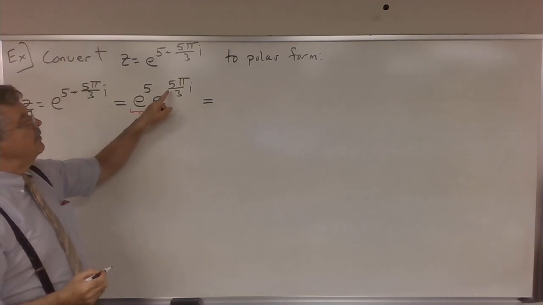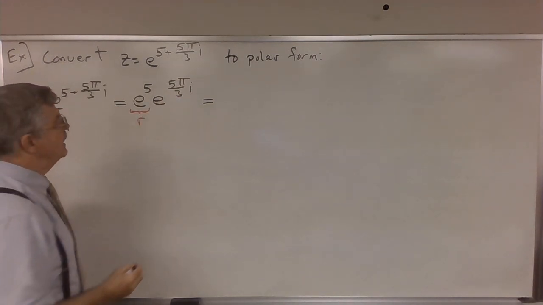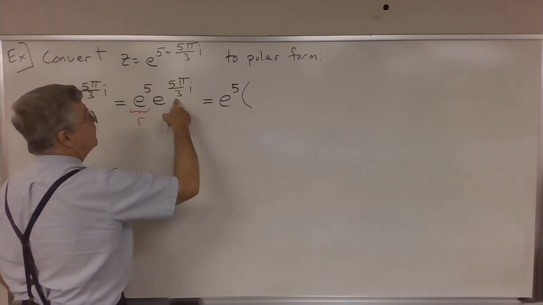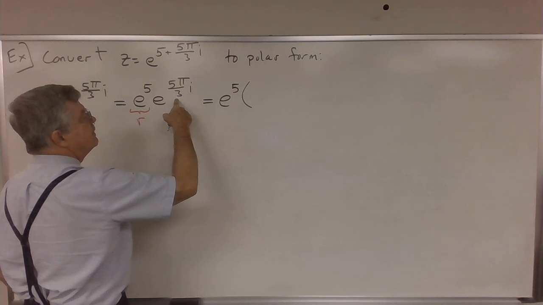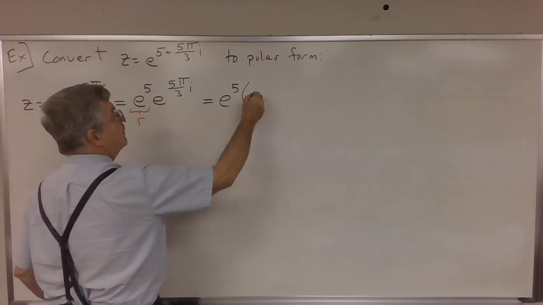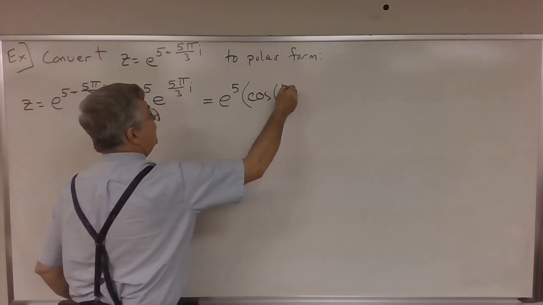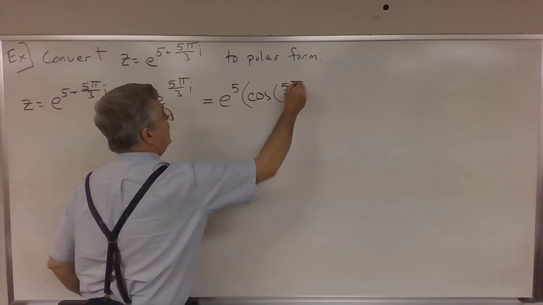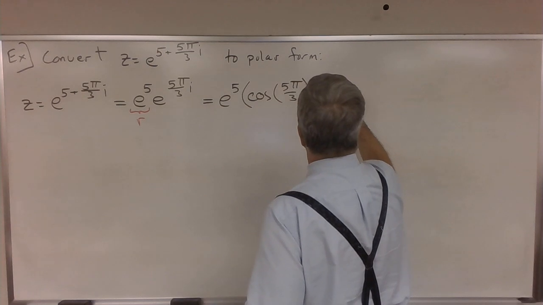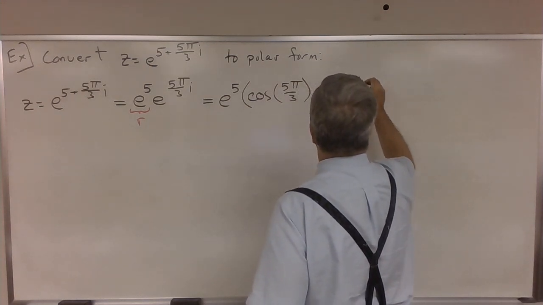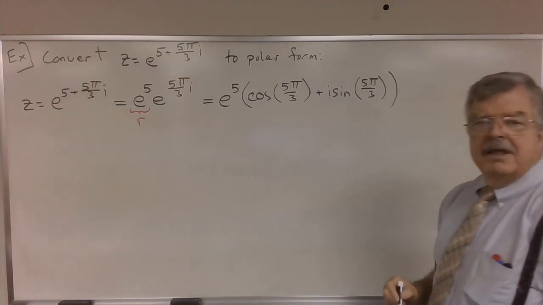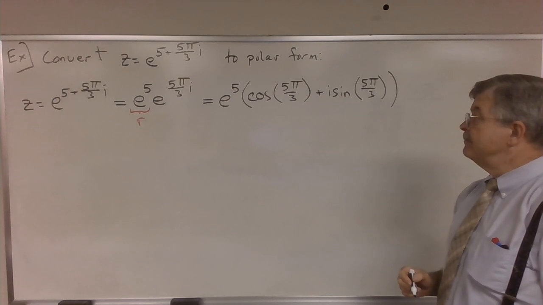e to the power of some real number times i. We can represent this as a linear combination of cosine and sine. Cosine plus i sine, and that's it. This is polar form.